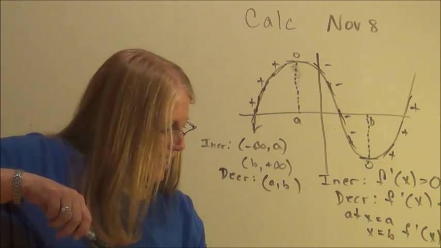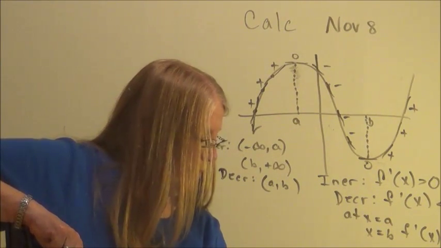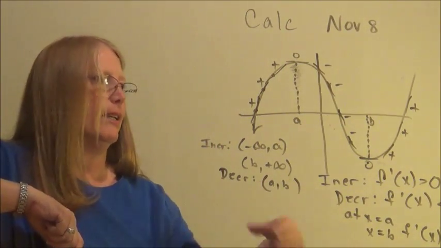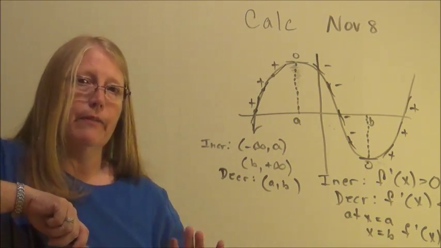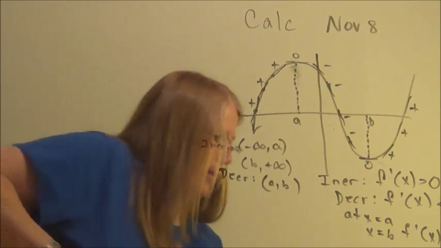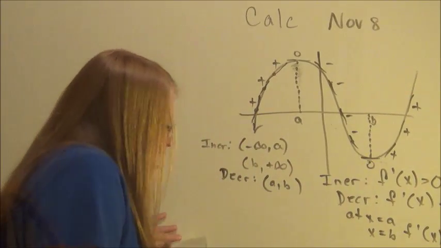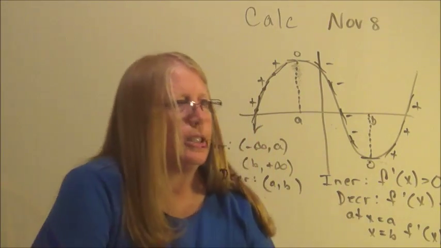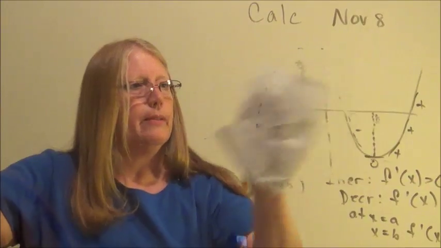All right, so at A and B, where the derivative equals zero, we have the switching points where the derivative changes from positive to negative or negative to positive. So let's take that information. Let me get rid of this so I have some more room, and switch over to an example.